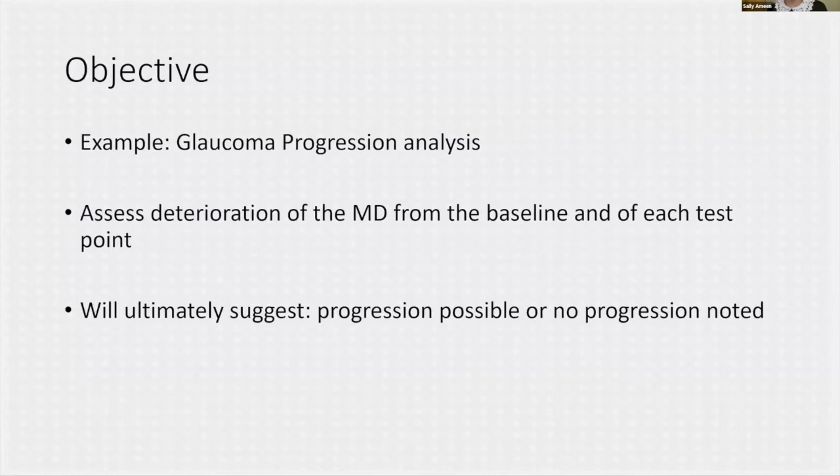Now, the machines have been designed to create objective ways of measuring visual field progression. One of them is the glaucoma progression analysis. Essentially, it looks at the deterioration in the mean deviation from the baseline at each of the test points. So it is doing what you are doing with the naked eye, but more objectively and looking at all the numbers carefully. It will ultimately suggest whether progression is possible or no progression is noted.